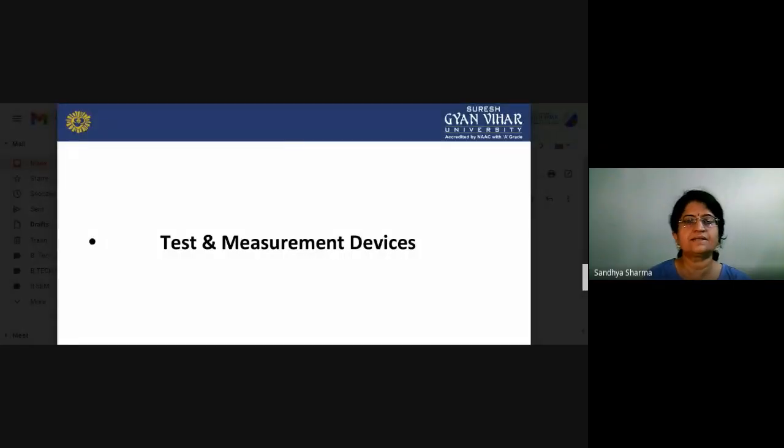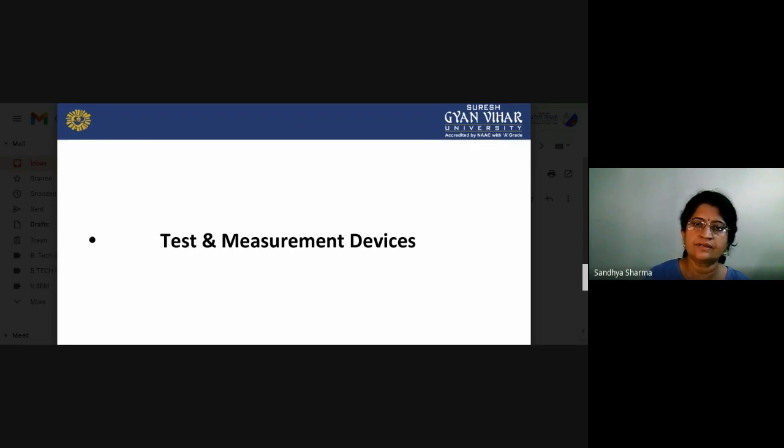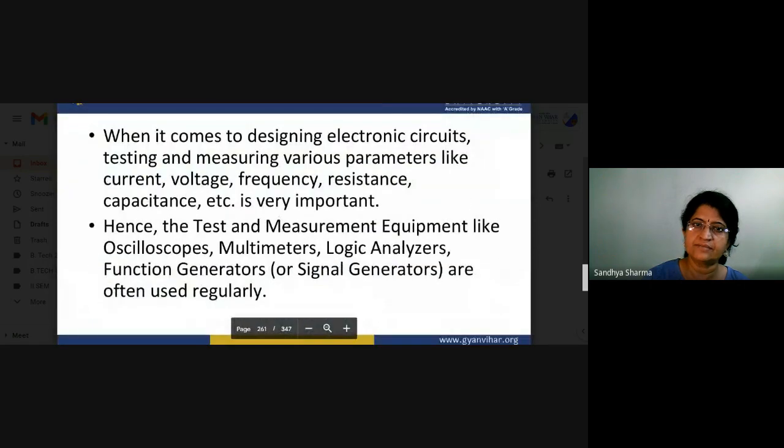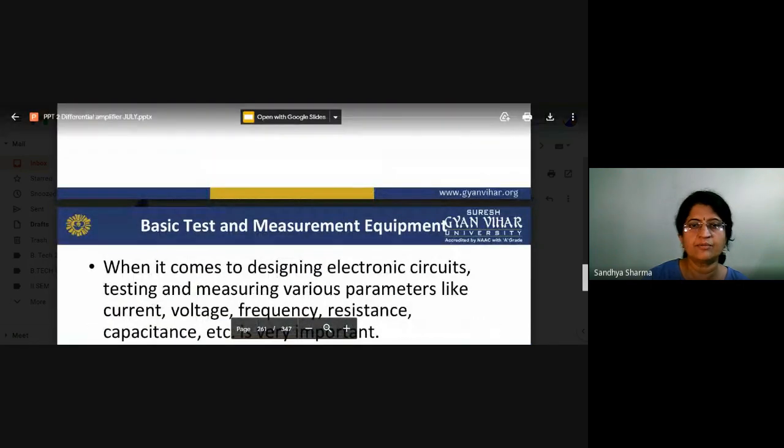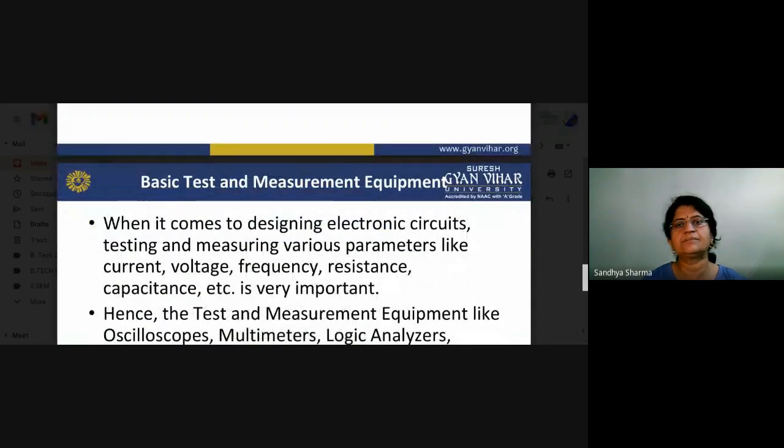Good morning, students. Today, in this lecture, we will discuss test and measurement devices. First of all, we will see the basic equipment which exists under the measurement equipment.